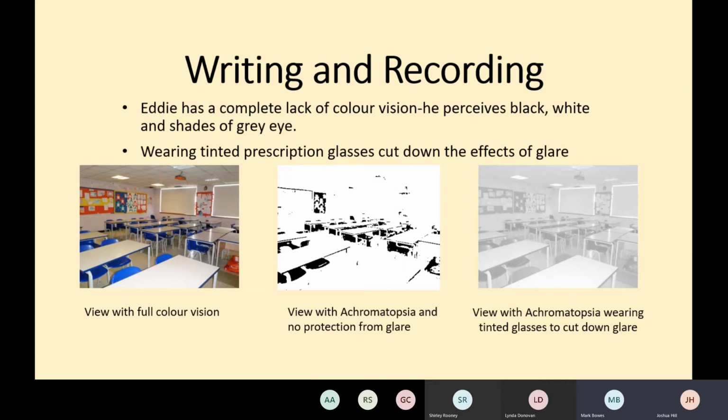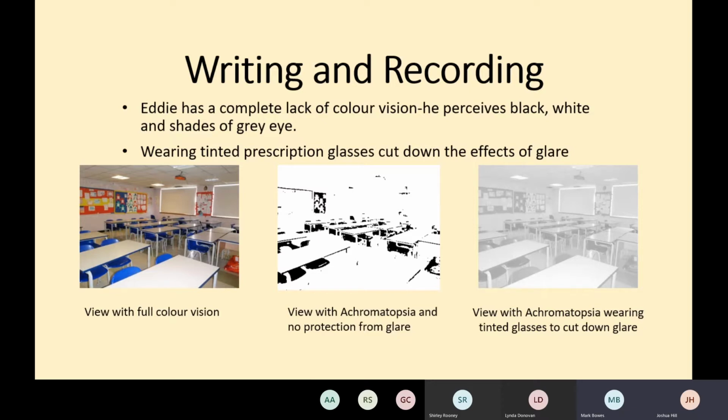So we have produced here some pictures of a typical classroom and somebody looking at a classroom with full colour vision and full visual acuity. With Eddie, without wearing his glasses, he is seeing the middle picture, and as you can see, there is much reduced clarity and detail. So for Eddie, if he hasn't got his glasses on and he goes into a classroom with this sort of lighting, you can see the difficulty he's going to find when he enters that room.